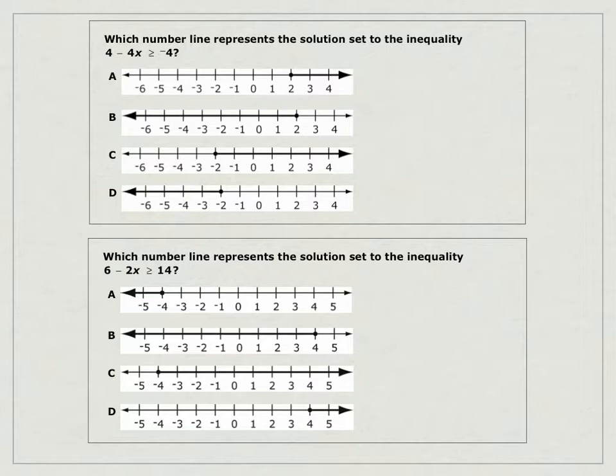This next example says, which number line represents the solution set to the inequality 4 minus 4x is greater than or equal to negative 4? Before I can graph an inequality, I have to go ahead and isolate my variable by using inverse operations. So I'm going to start with the inequality 4 minus 4x is greater than or equal to negative 4. First, I need to get rid of addition or subtraction, which means I need to get rid of my positive 4 by subtracting 4 from both sides.